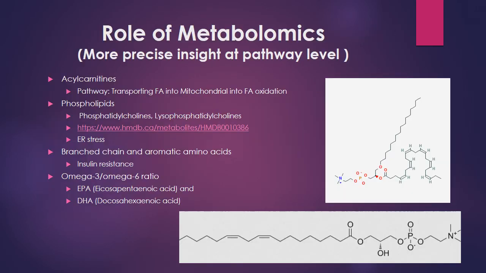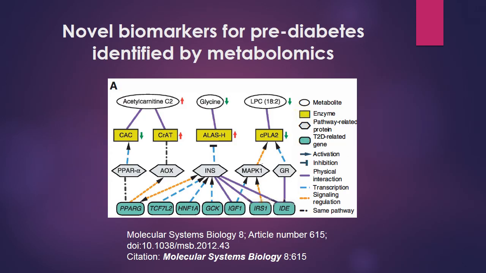Role of metabolomics: more precise insight at the pathway level. This introduces metabolomics for pathway-level insights, examining acetylcarnitines for fatty acid oxidation, phospholipids, branched-chain amino acids, and omega-3 to omega-6 ratios.